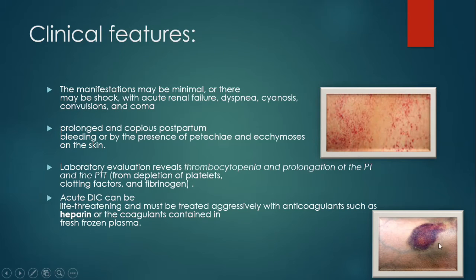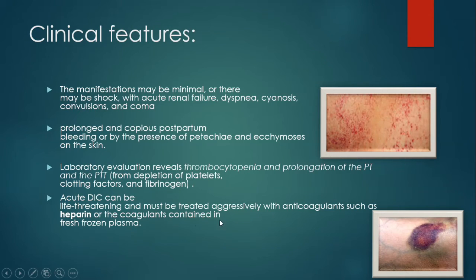So what are the laboratory evaluations? There is thrombocytopenia due to consumptive coagulopathy, and prolongation of prothrombin time and partial thromboplastin time due to depletion of platelets, clotting factors, and fibrinogen. Acute DIC can be life-threatening and must be treated aggressively with anticoagulants such as heparin. Heparin, we know that this is an anticoagulant. It works with antithrombin 3 to remove thrombin from the blood and acts as an anticoagulant. Or it can be treated with coagulants contained in fresh frozen plasma.